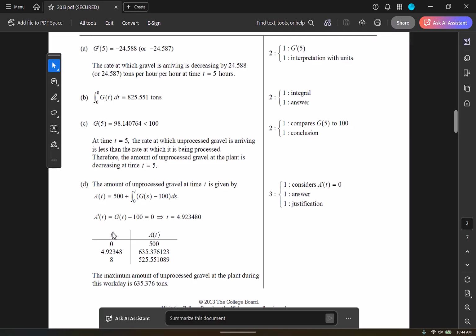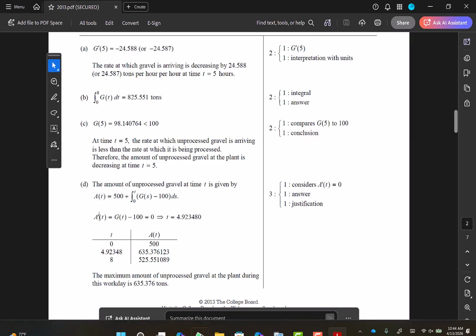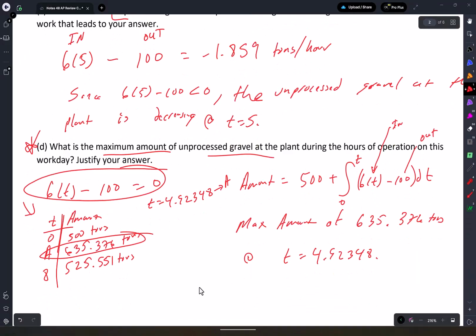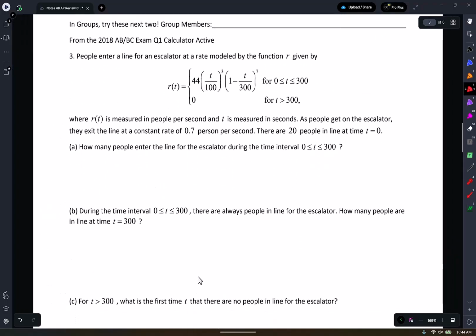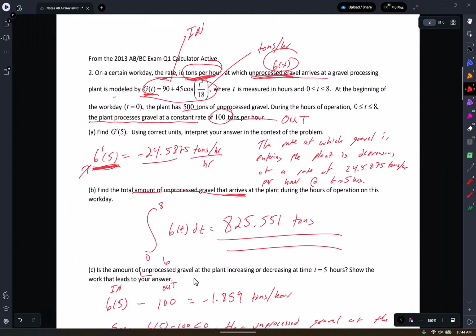We got all three. How do you guys feel? Okay, take a short break if you're tired. I want you guys to do this one as a group. At least do one today. What's up?